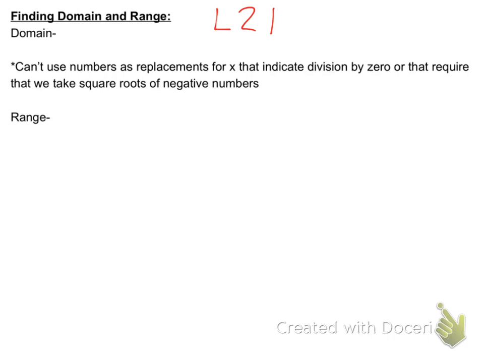So, domain, guys, are the x values. X is in Texas. Okay? And they're your inputs. And they're the independent. We did independent and dependent yesterday, right? So this is the ones that you control.